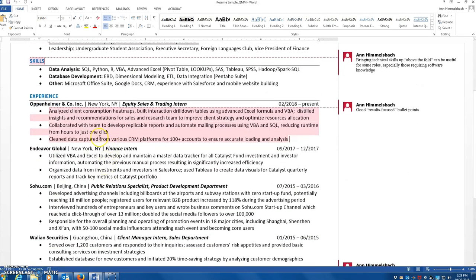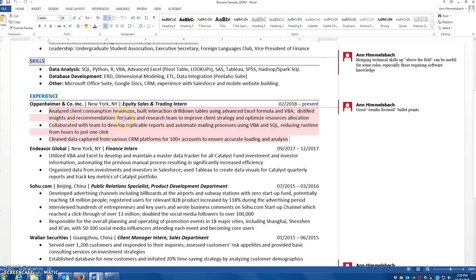And then moving on to experience, of course, which is the real meat of the resume and the most important. I'm not going to go through every single bullet point, but starting at the top with Oppenheimer, these are good examples of experience bullet points because they not only are explicit about what it is that they did, they talk about the tools that they used, how they used them, and then most importantly, what the final results were of their efforts. So for example, analyze client consumption heat maps, built interaction drill down tables using advanced Excel formula and VBA. Okay, so telling us the tools.